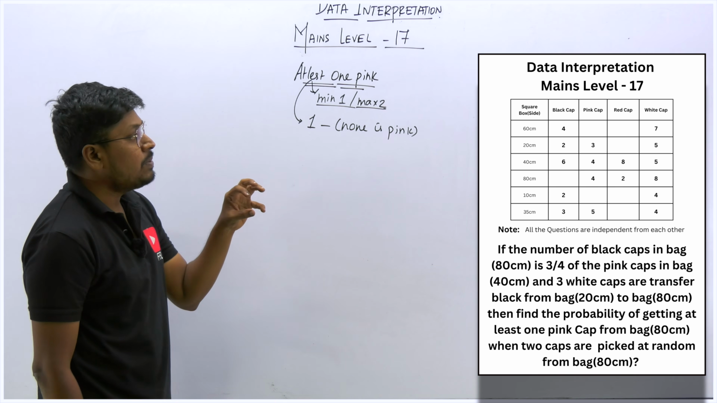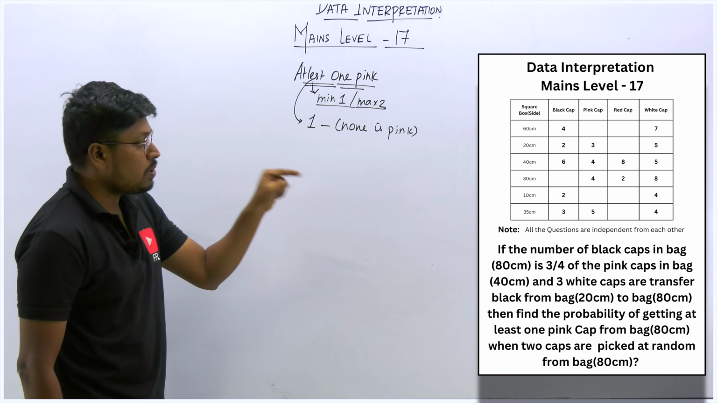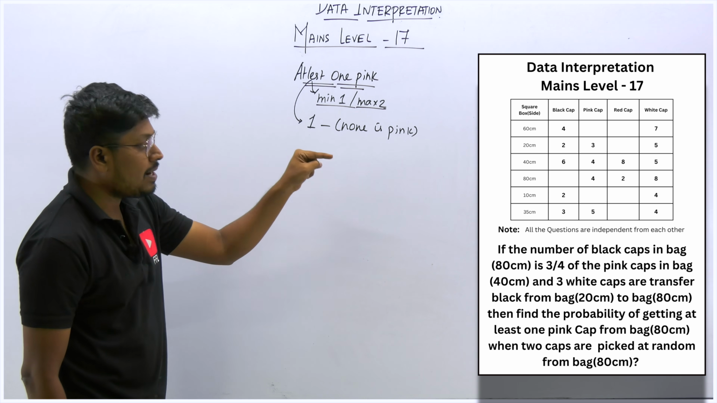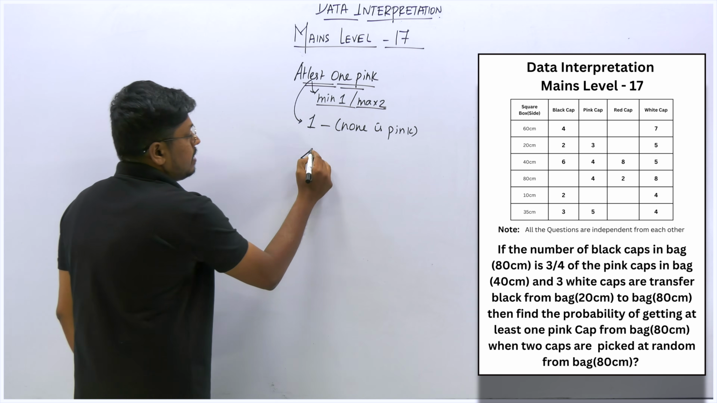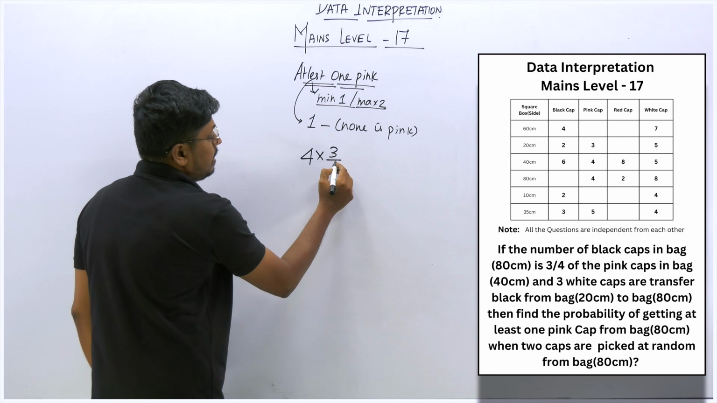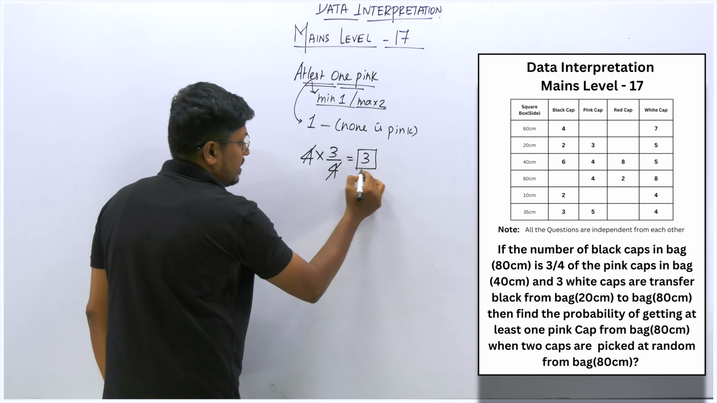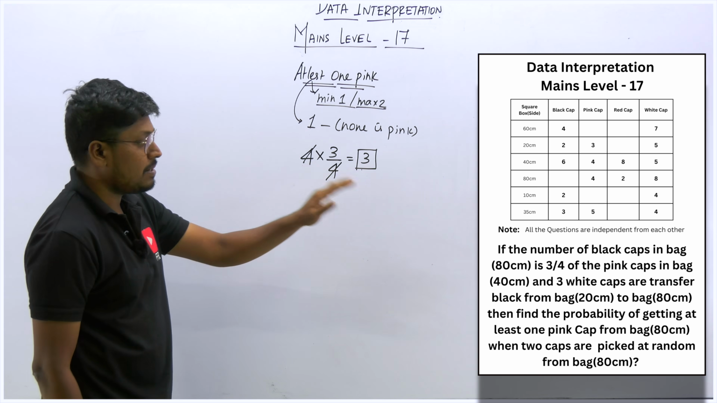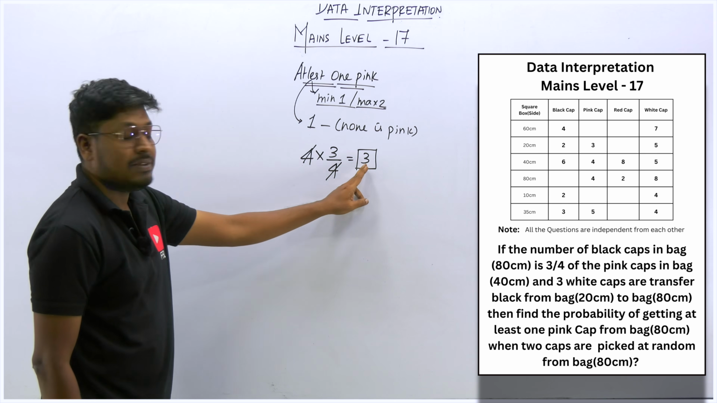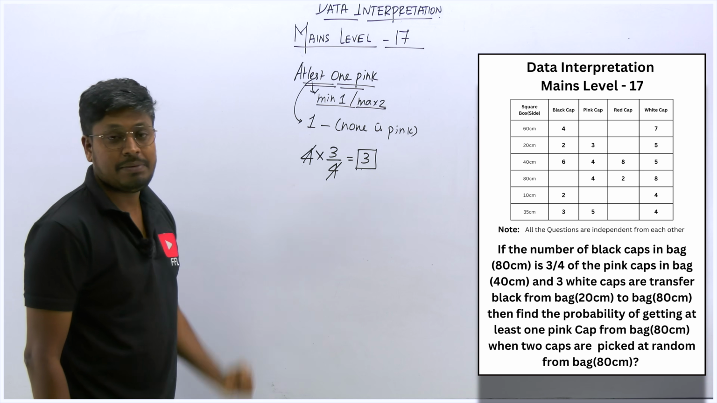So that value is 3 by 4th of the pink caps in the 40 centimeter bag. So in the 40 centimeter bag, how many pink color caps are there? There are 4 caps. So now 3 by 4th of 4: we can cancel 4 and 4 here, so the remaining will be 3. So according to the question, we can say the black color caps in the 80 centimeter bag will be 3. Totally, black color caps in the bag of 80 centimeter will be 3 caps.